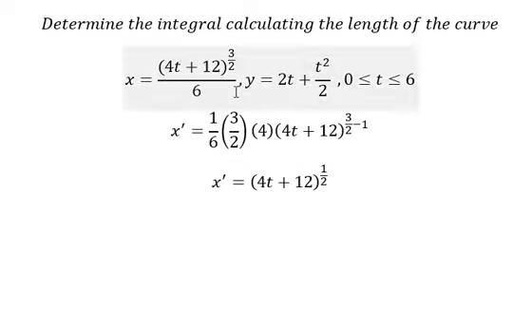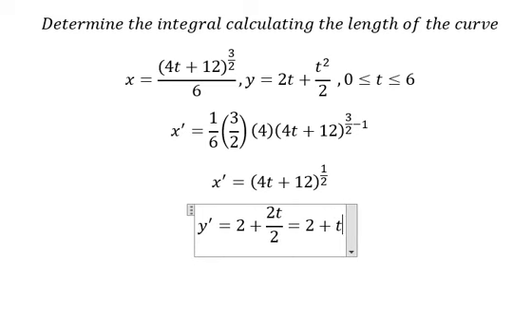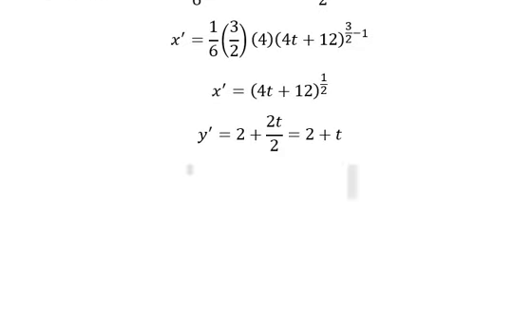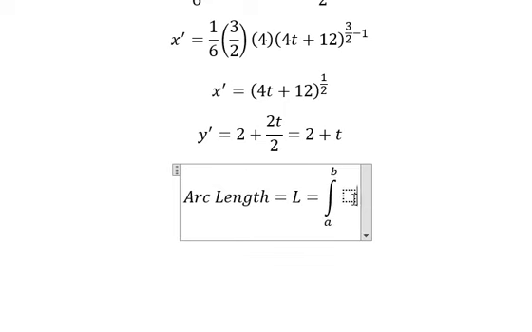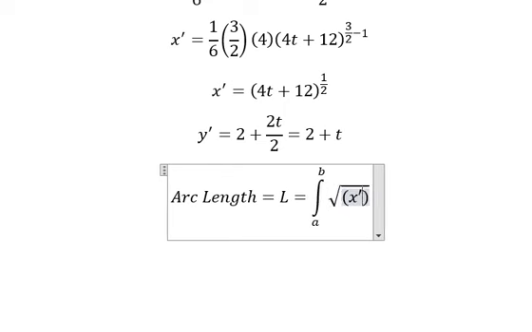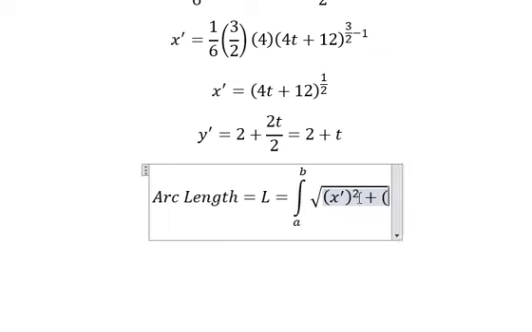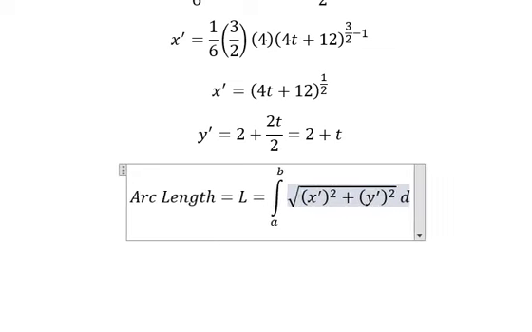Now we need to find first the derivative of y. And we have like this. Now we can apply the formula. So we put first the derivative of s to the power of 2 and we do first the derivative of y to the power of 2 and we have dt.